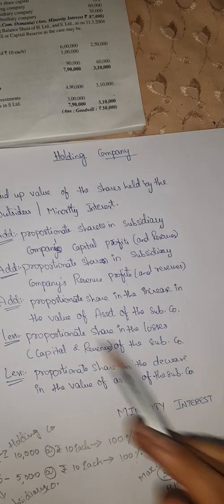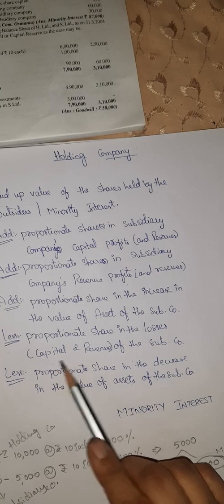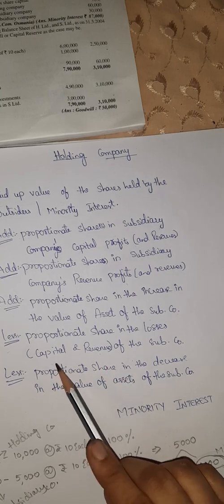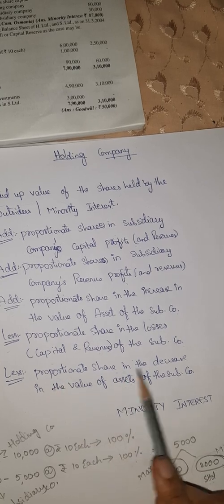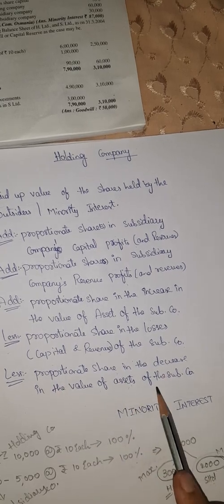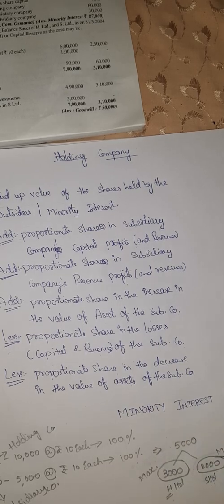Then we will deduct the capital losses of the subsidiary company. Then we will deduct the value of assets, if any decrease in the subsidiary company. So we will reach our minority interest.